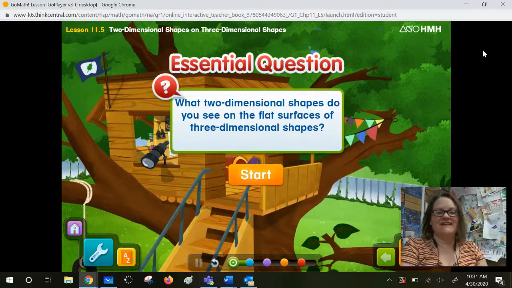Good morning, class. It is another fantastic day to be working on math. We are working on our last lesson for chapter 11.